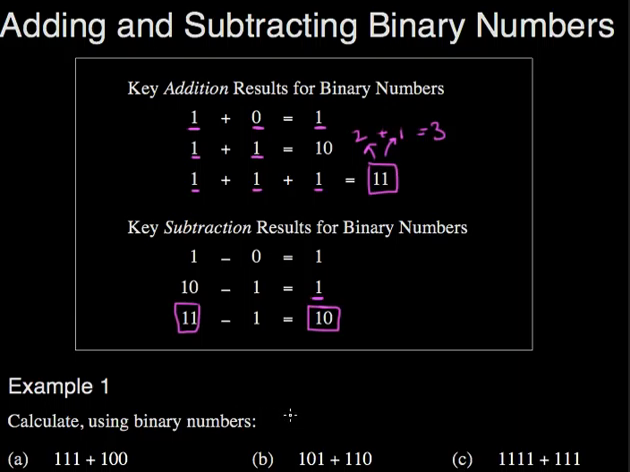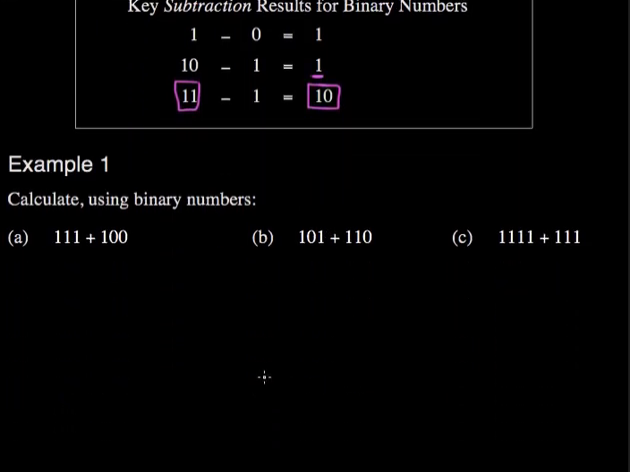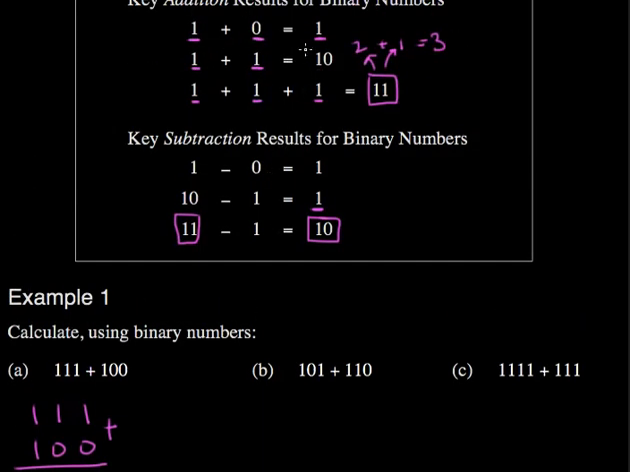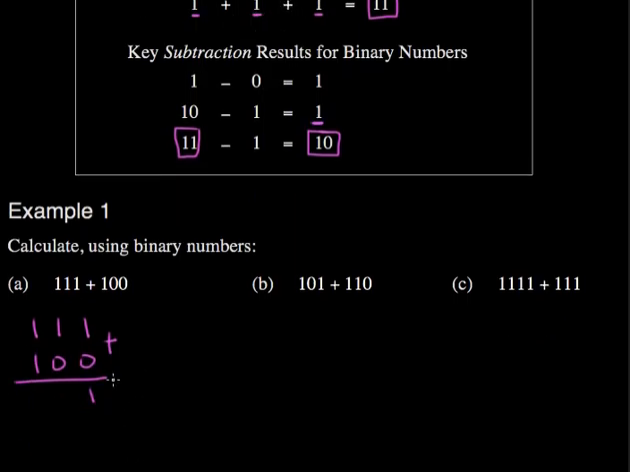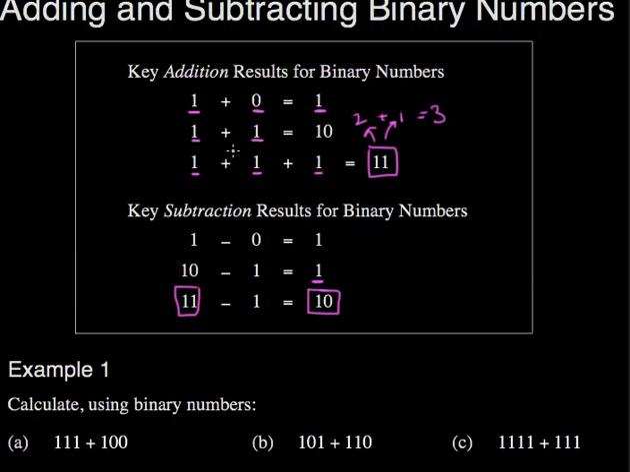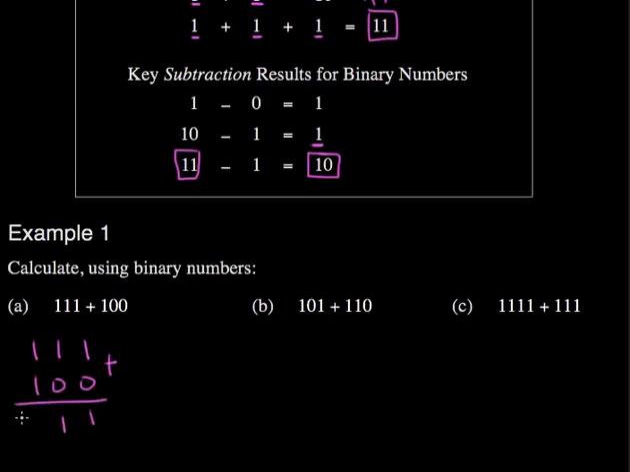So let's try to use these results by adding together these binary numbers. When we have 111 and we add 100, what do we get? Well, using the results before, we know that 1 plus 0 is 1. It should just be 1. And we know 1 plus 0 is 1 again. And 1 plus 1 is 10. So this would be 10. So overall, when you add these numbers together in binary, you get this number here.